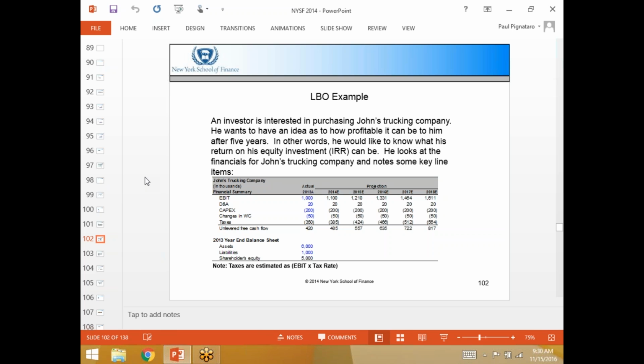Okay? So the purchase price is $5,000 times 30%, or $6,500. Effectively assume no fees. Okay? $6,500. Now what do I need to do? They're paying $6,500.